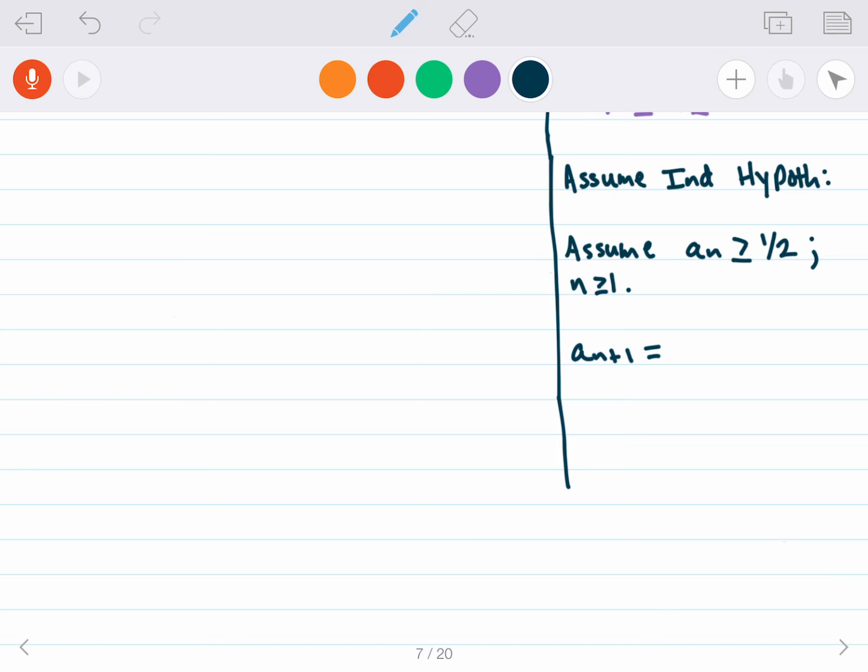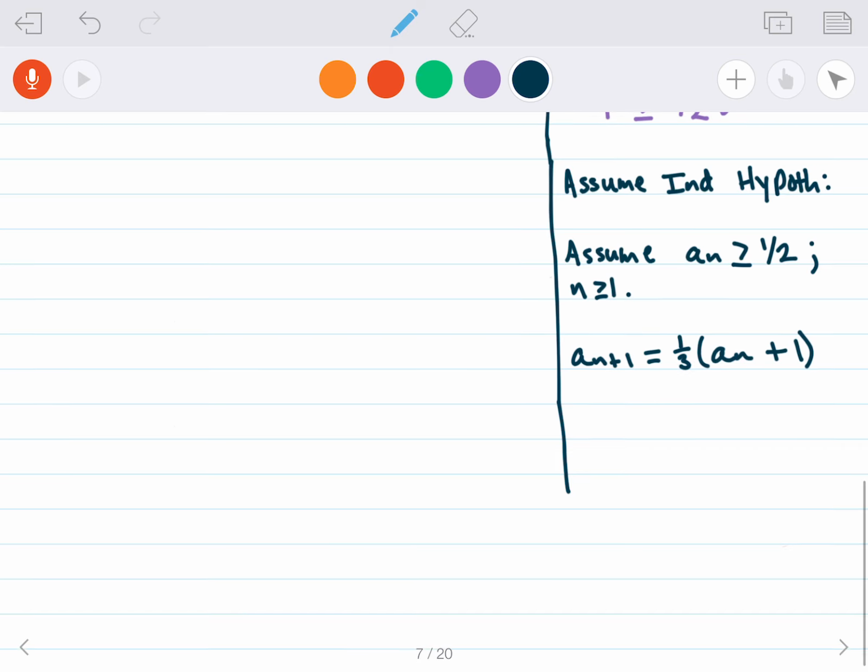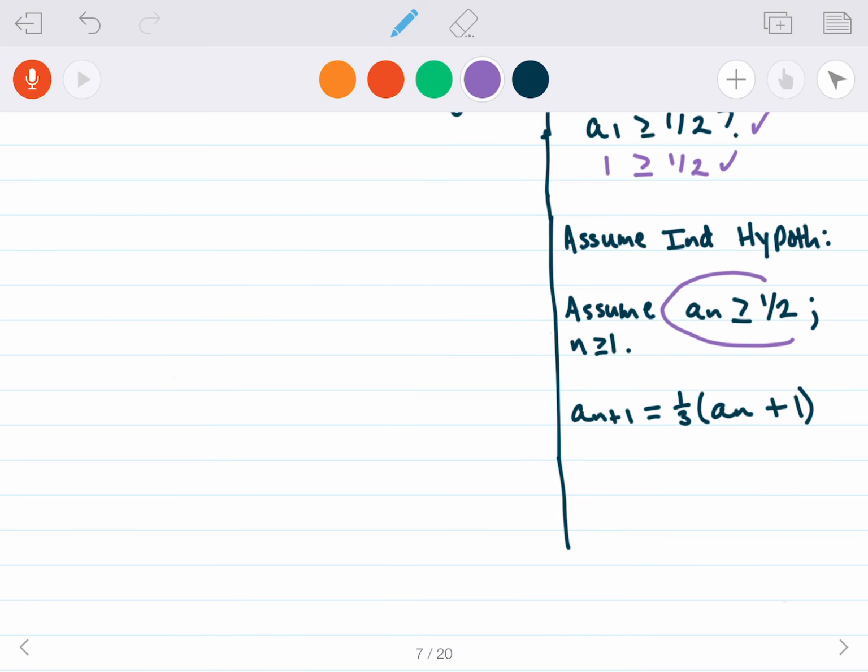So a sub n plus 1, by the definition of our recursive sequence, is a third times a sub little n plus 1. Okay, and by our inductive hypothesis, this is going to be bigger than or equal to a third times 1/2 plus 1. Just using the fact that a sub little n is bigger than or equal to 1/2, I can substitute it in like that to get this inequality. Okay, so then this equals 1/2, and therefore a sub n plus 1 is bigger than or equal to 1/2.